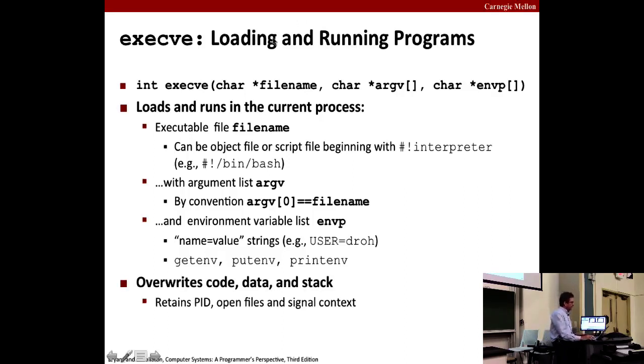Now, an exec overwrites all of the code and the data and the stack. It completely overwrites the virtual address space. So once you call exec within a process, it blows away the current program. That's it. However, it's still the same process. It's just running now a different program. And so it retains the process ID and any open files that you have.